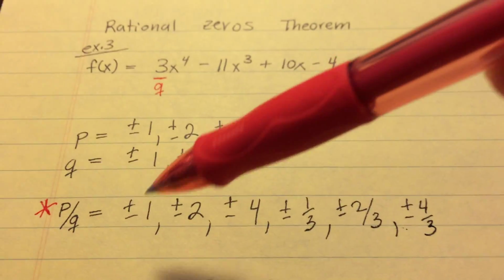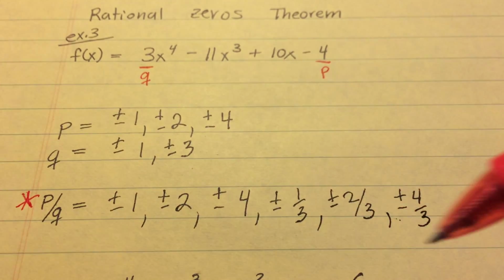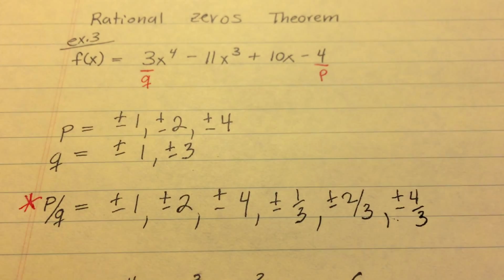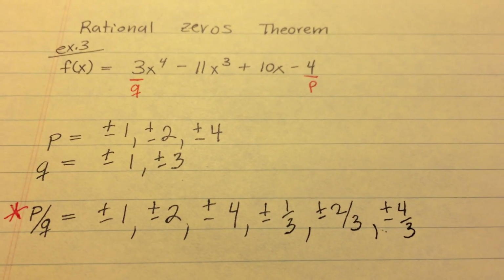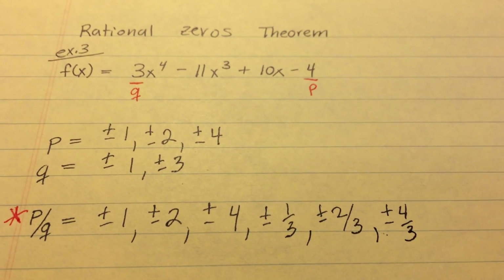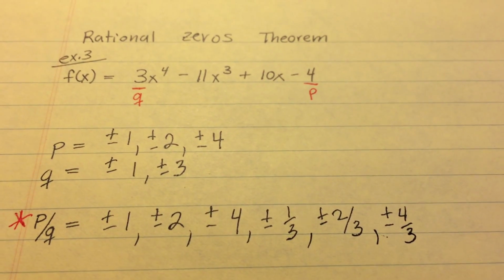So from here, this is the key right here, the P divided by Q, because we're saying that from this area right here, any of these combinations can become my roots. So I would have to test it out just to see if it is positive or negative 1, positive or negative 2, etc.